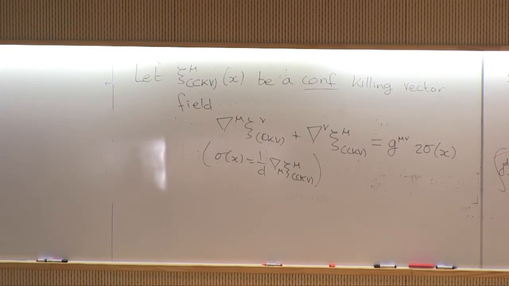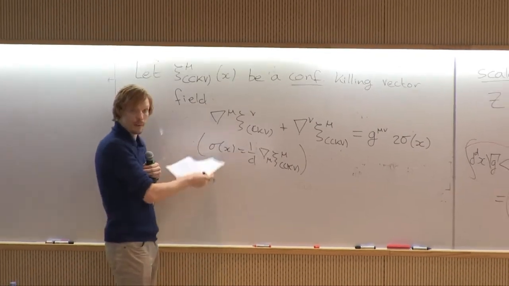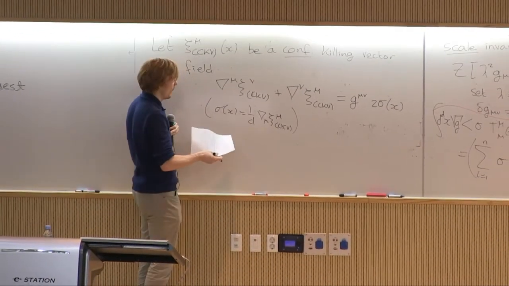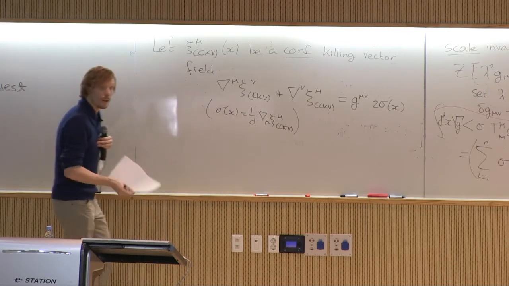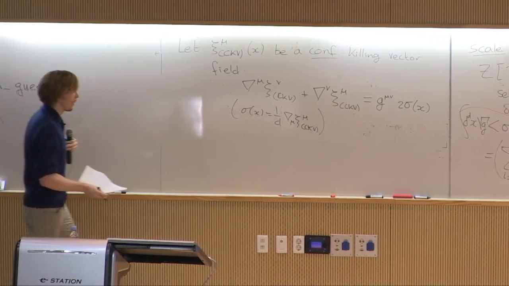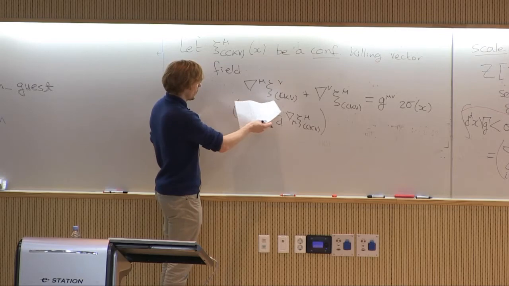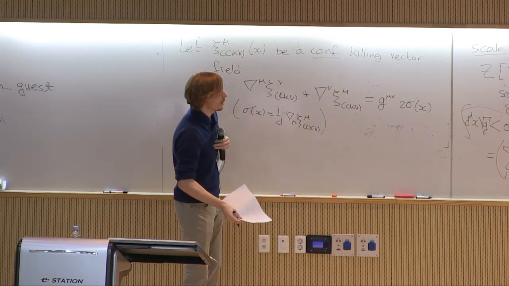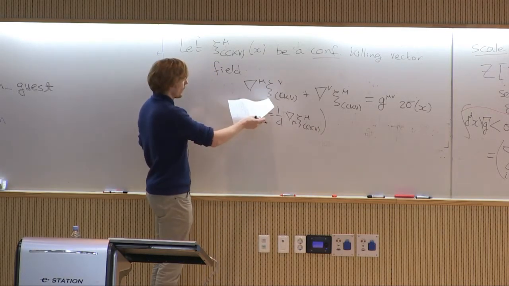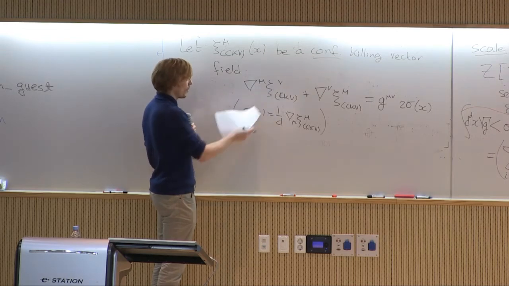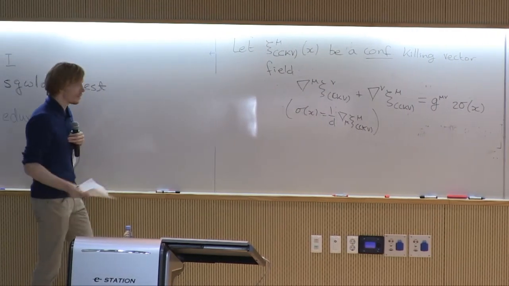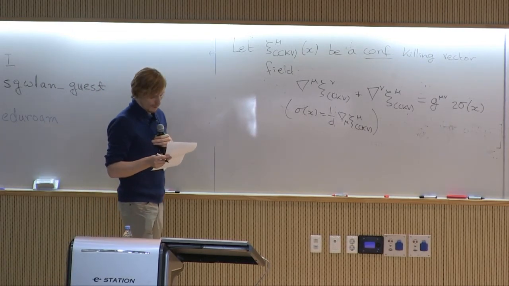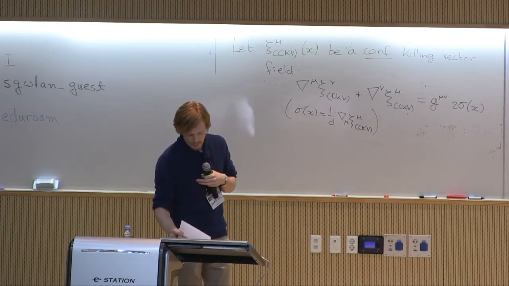So this is an equation for vector fields. And so there are a bunch of vector fields that obey this. In particular, the translations obey this with sigma equals 0. And the rotations obey this with sigma equals 0. The dilatations, where we had our scale vector field, where psi nu in flat space is equal to x nu, they obey this with sigma constant. And those are the examples of conformal Killing vector fields that we found.